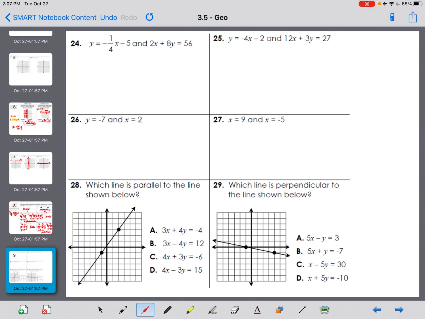All right. There's a few more sets of these. Go ahead and give it a pause. Work it down to 27. Come back, let's see, and then I'll show you 28 and 29.